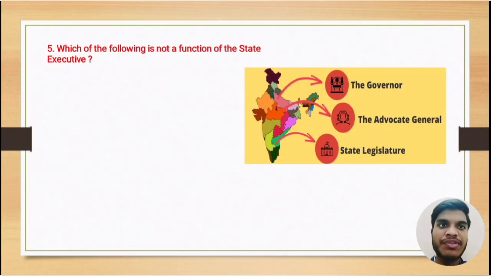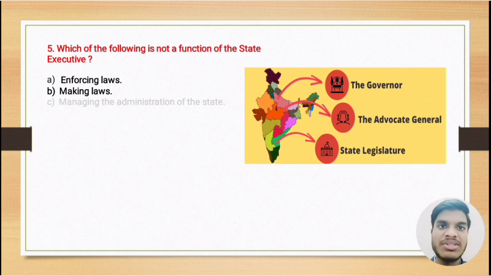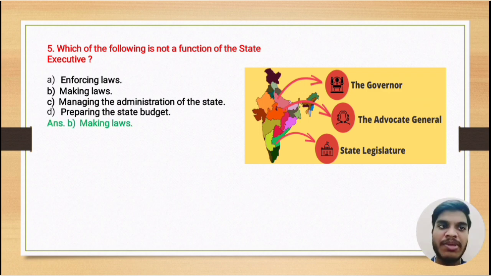Fifth one, which of the following is not a function of the state executive? Option A, enforcing laws, option B, making laws, option C, managing the administration of the state, option D, preparing the state budget. The answer is option B, making laws.